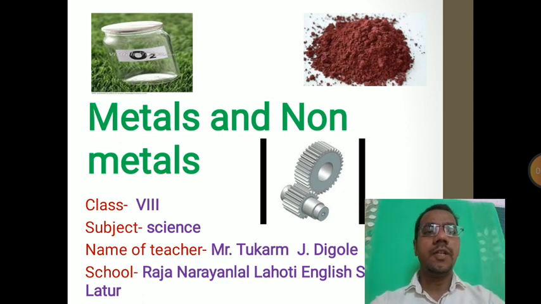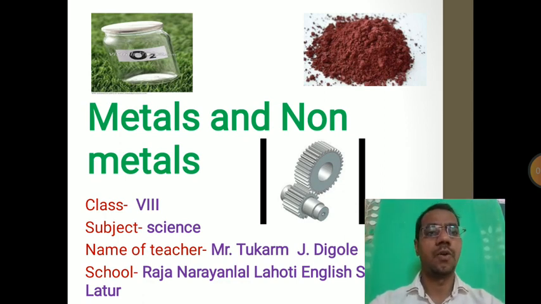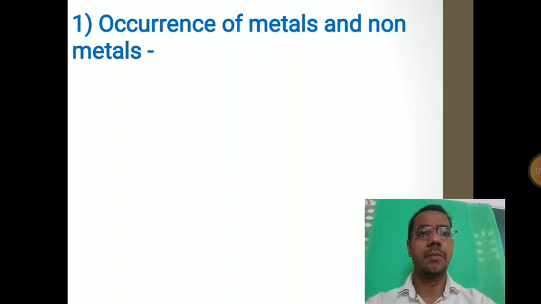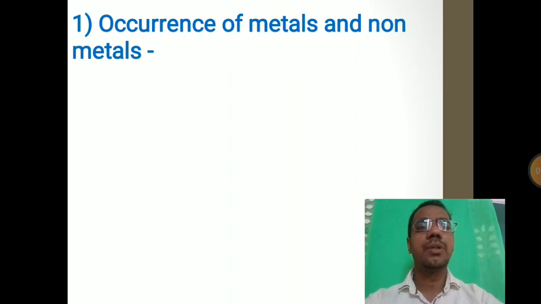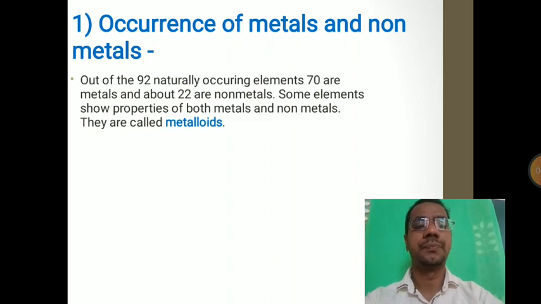Today we will discuss our next topic, metals and non-metals. Let's see what is meant by metals and non-metals, how they occur, and what exactly is the position of the metals and non-metals in the periodic table. Okay, so first we will discuss the occurrence of the metals and the non-metals.